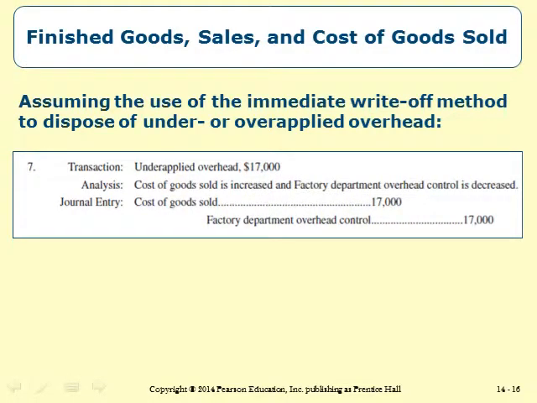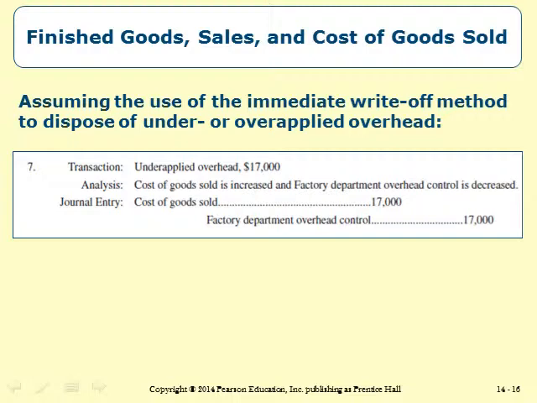So finally, Transaction 7 in Exhibit 14-2 deals with differences between actual and applied overhead. In 20X1, Enriquez applied $375,000 of overhead to its products, but actually incurred $392,000 worth of overhead costs. We call this difference under-applied overhead because the amount applied is less than the amount incurred. The opposite, over-applied overhead, occurs when an amount applied exceeds the amount incurred.